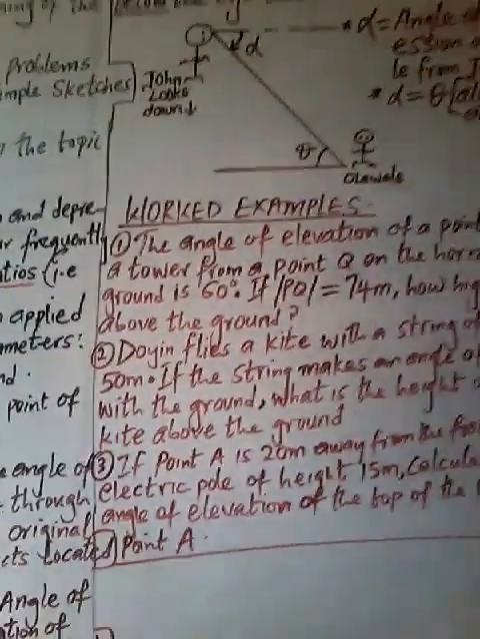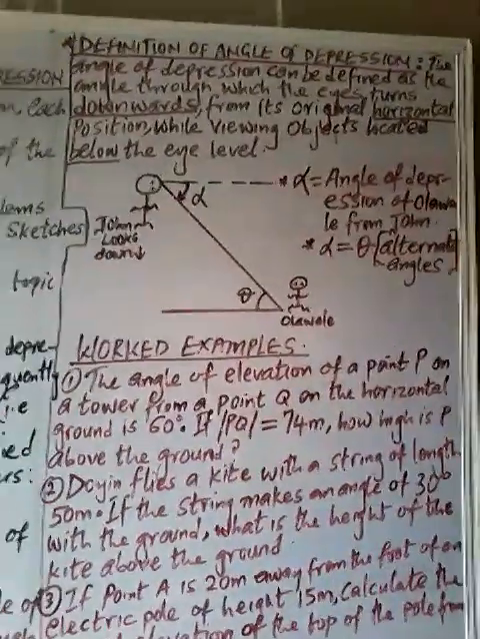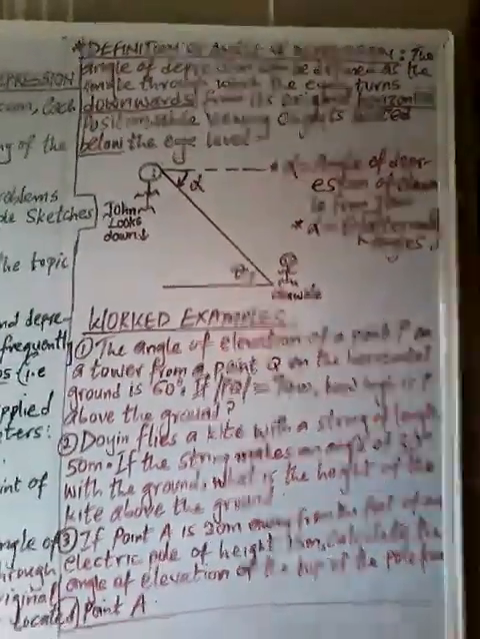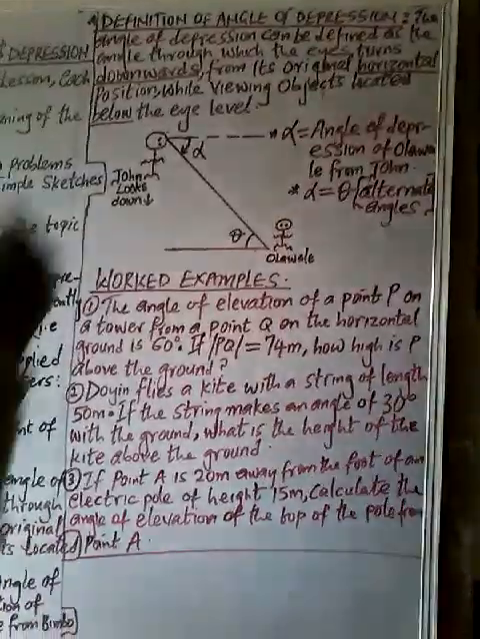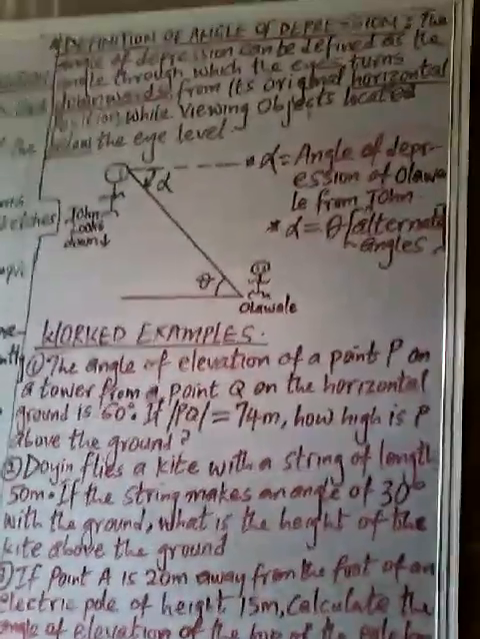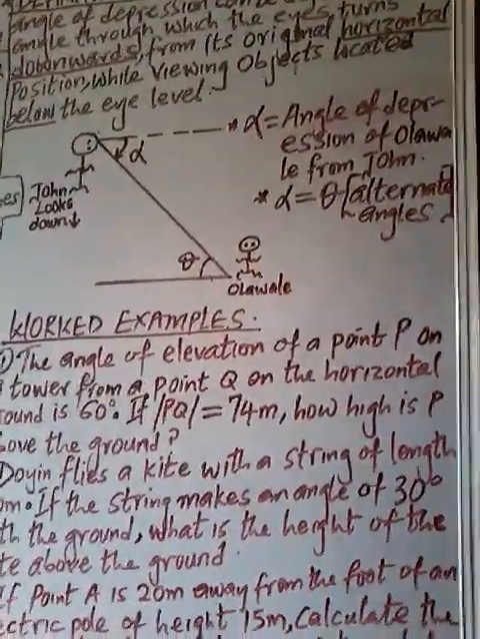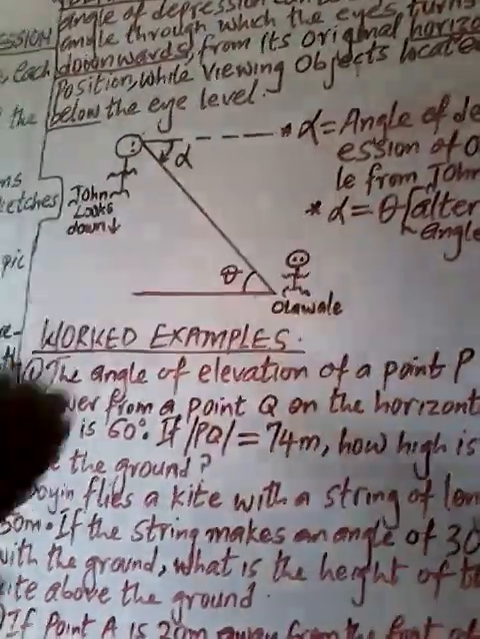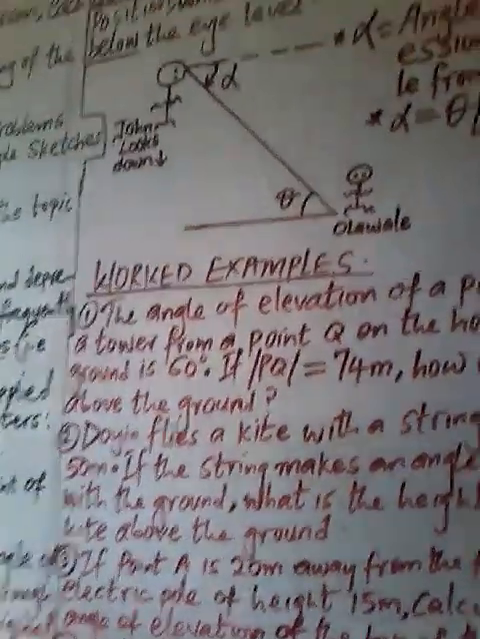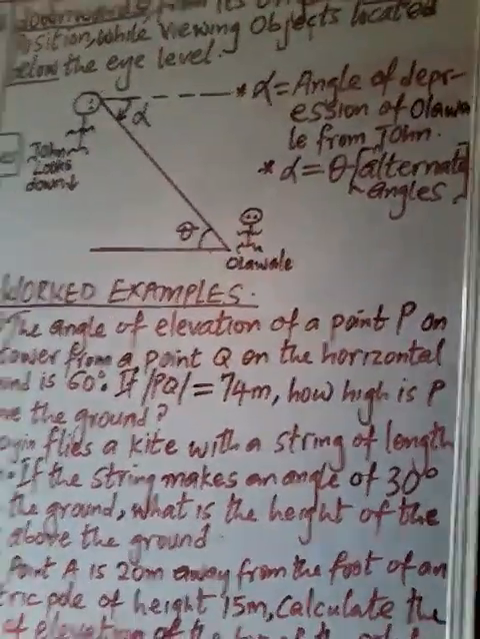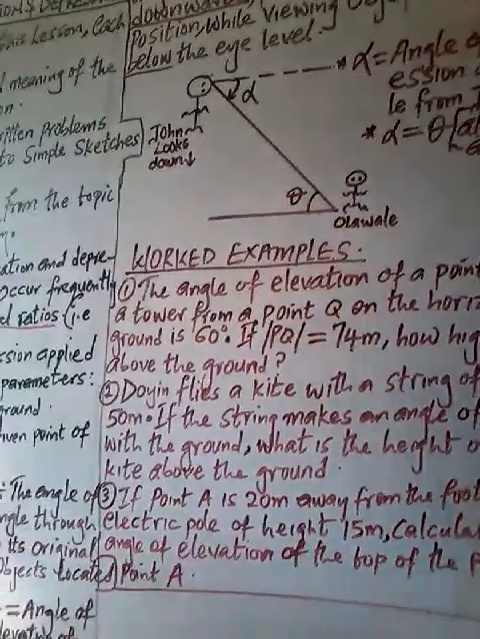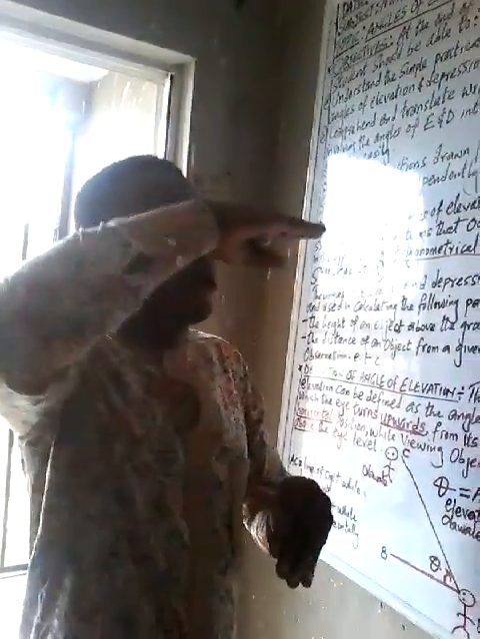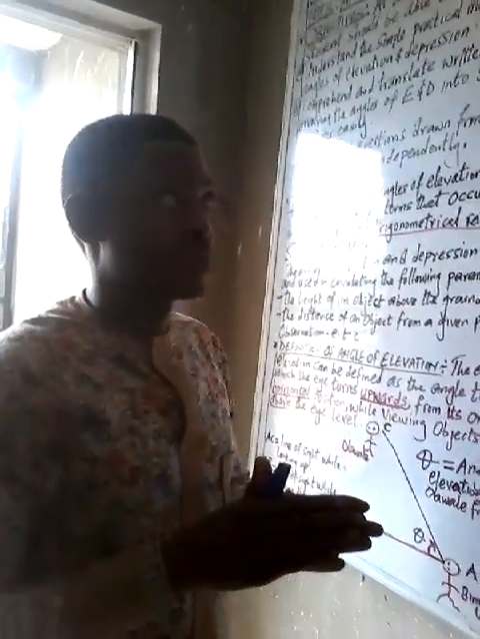Angle of depression. I define this as the angle through which the eye turns downwards from its original horizontal position while viewing objects that are located below the eye level. So angle of depression applies to things that are located below the normal horizontal eye level. And what does this mean? I give an illustration here.